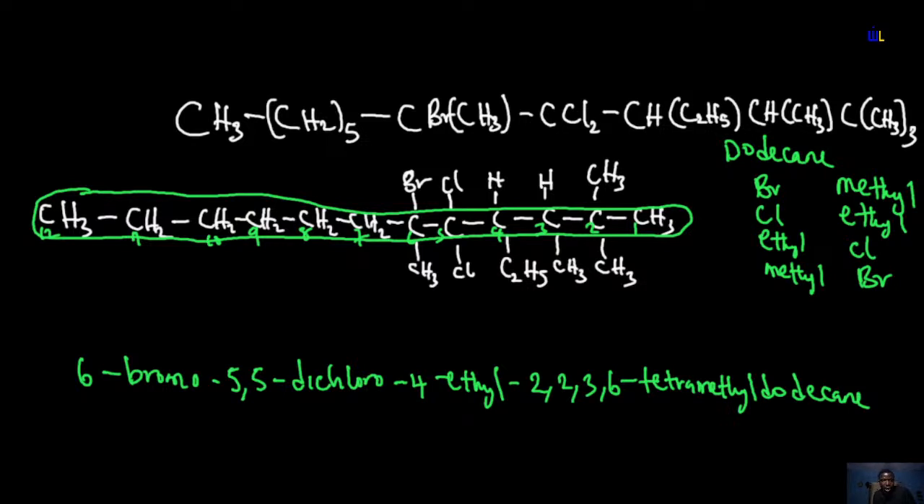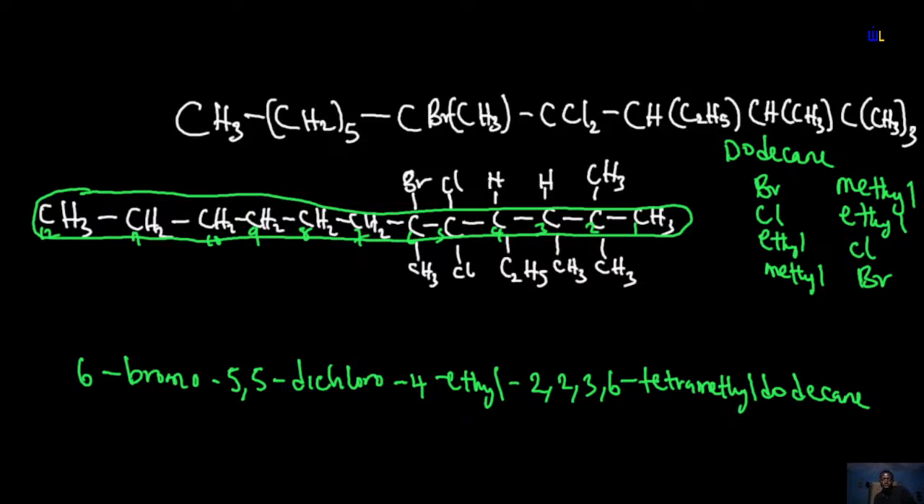Okay. Yeah, bromine is on number 6, not 5, Praise. So that's 6-bromo-5,5. I hope you've seen the correction now. If you notice, you probably did not start counting from that first carbon.